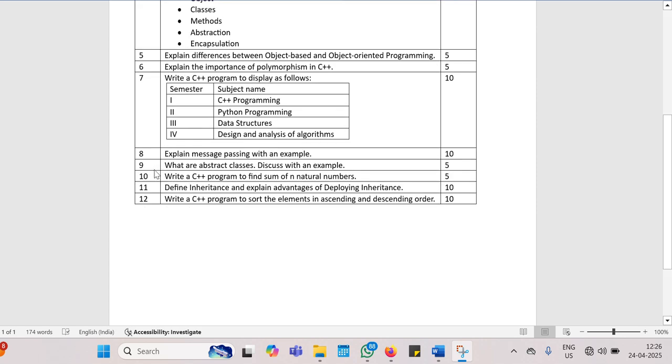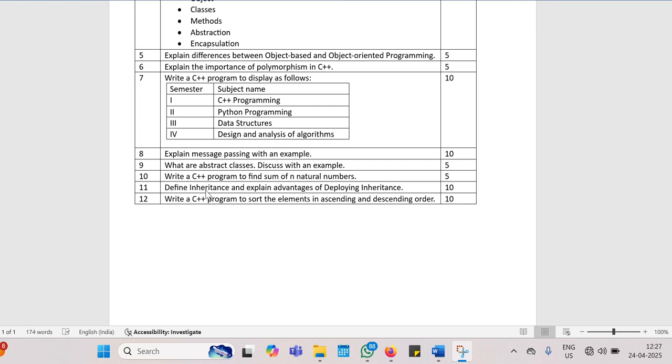Next important question is what are abstract classes? Discuss with an example. So you have to explain the concept of abstract classes in C++ giving an example. And then we have a programming question, that is write a C++ program to find sum of n natural numbers. So this is also present in the lab component of this subject. So you have to write a program for this.